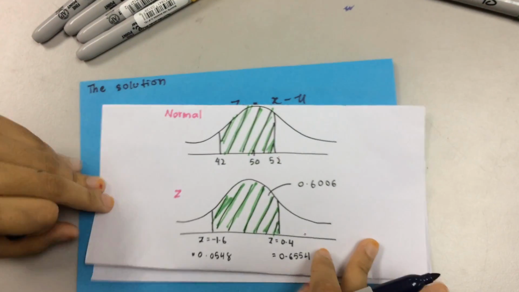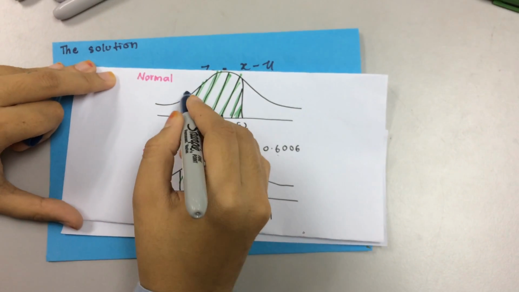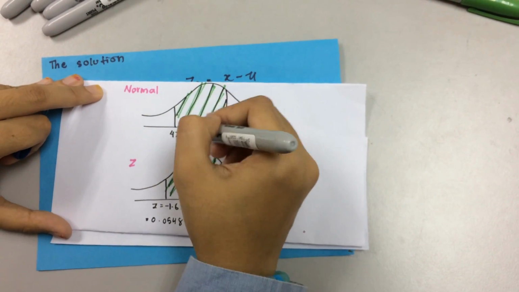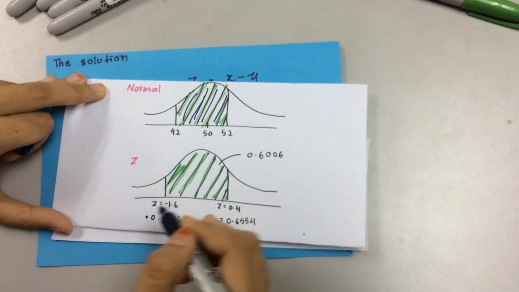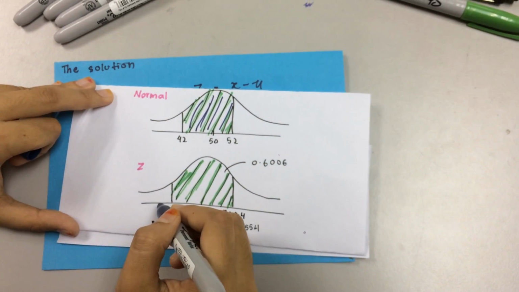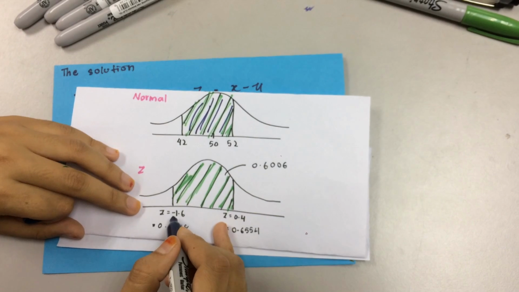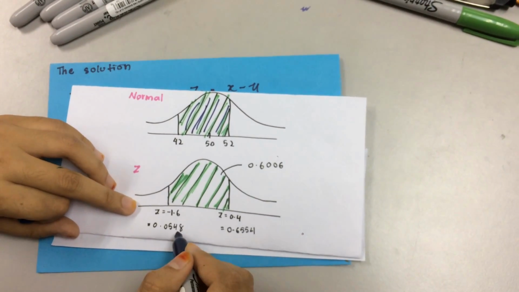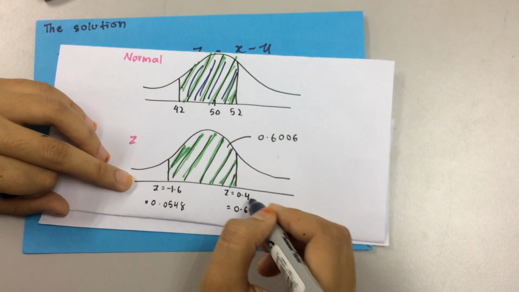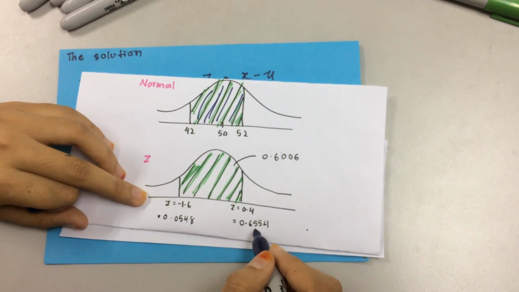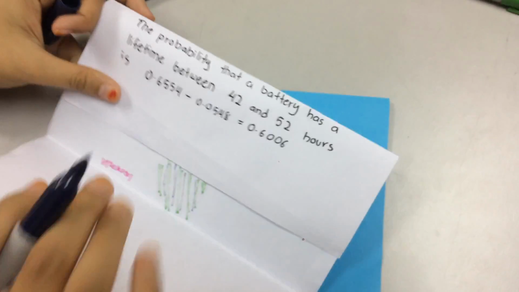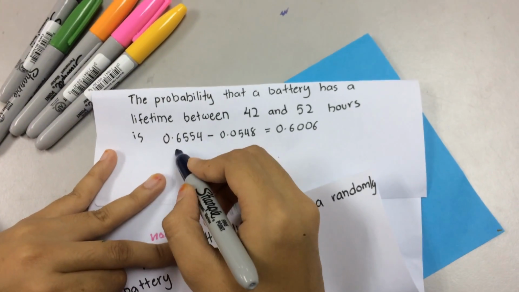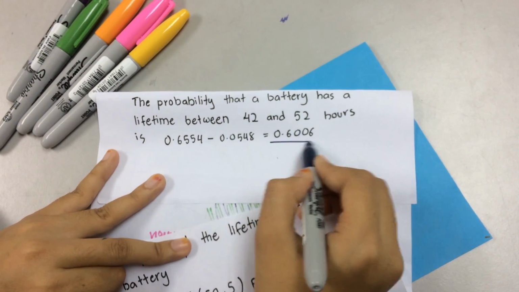Let me go through the normal distribution and the Z distribution. The 42 is here, the mean is here at 50, and the lifetime is between 42 and 52, so we need to find the area in the shaded space. After that, we find the Z value from the Z table. When the value is negative 1.6, the value from the Z table is 0.0548. Then for Z is 0.4, the value from the Z table is 0.6554. To find the probability that the battery lifetime is between 42 and 52 hours, we subtract the Z table values, and the probability is this.